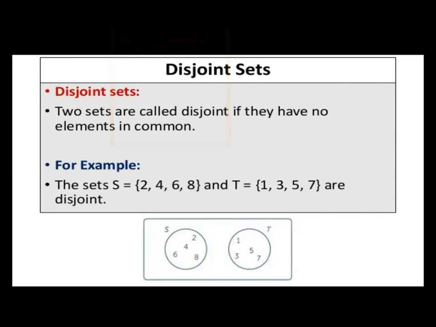But if the number of elements is the same but the elements of both sets are not the same, it means that S has 2 and there is no 2 in set T. It has 4 and there is no 4 in set T as well, and 6 and 8 as well. This means that this is the set of even numbers and this is the set of odd numbers, and they do not share any same numbers.